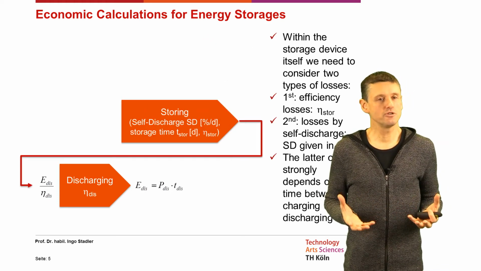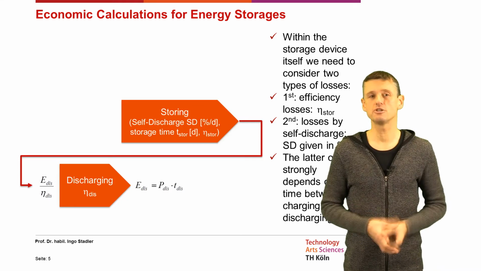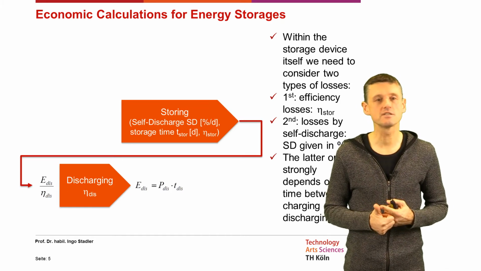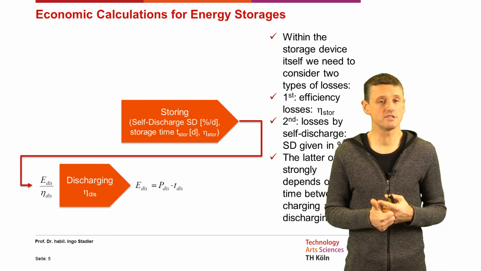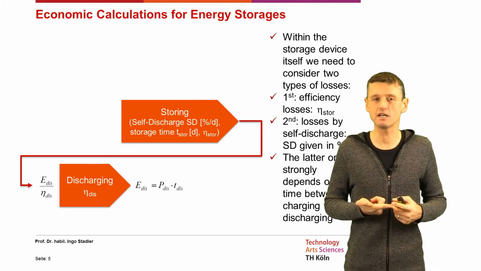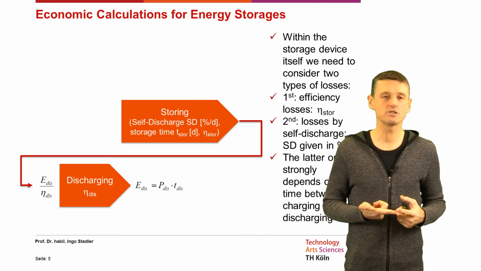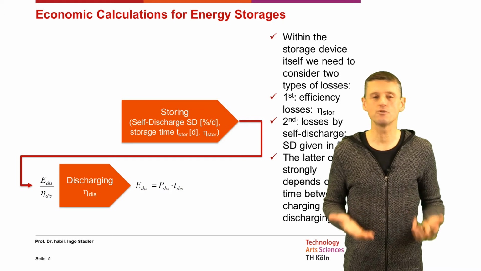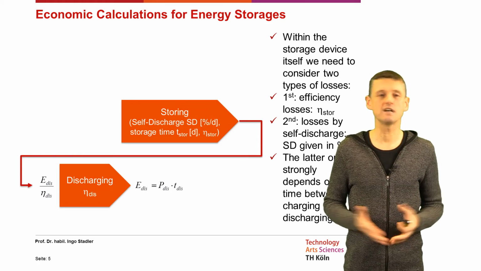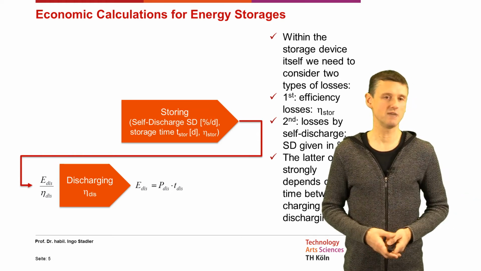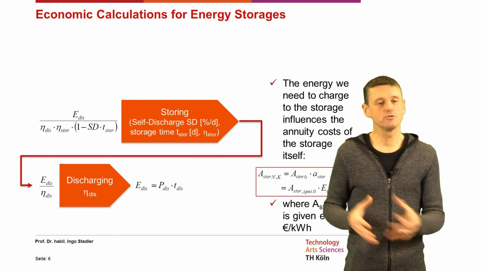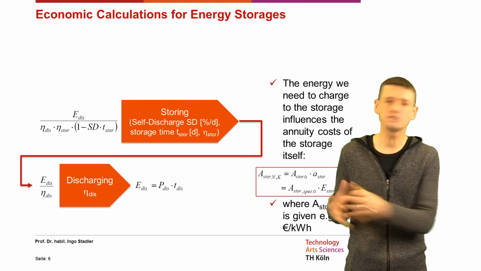And then we come to the storage process itself. Within the storage device itself, we need to consider two types of losses. The first is the efficiency losses of the storage itself, eta store. And second, we have losses by self-discharge. Most storages have a self-discharge rate SD that we can give in percent per day, for example. The latter strongly depends on the time between charging and discharging our storage unit. And that means when we later want to discharge that E this, we need to consider all those losses.